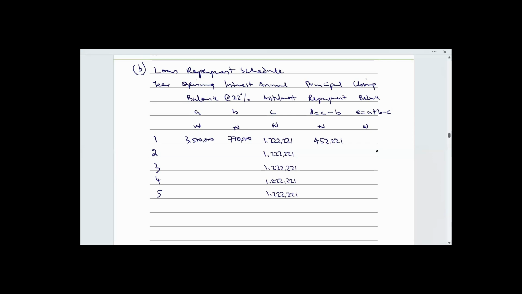To get the closing balance, you are going to add together the loan amount plus the interest, then minus the installments. So what do you have there? 3,500,000 plus interest minus installment gives 3,047,779. Okay. So the closing balance in the first year will become the opening balance in the second year, in the following year.